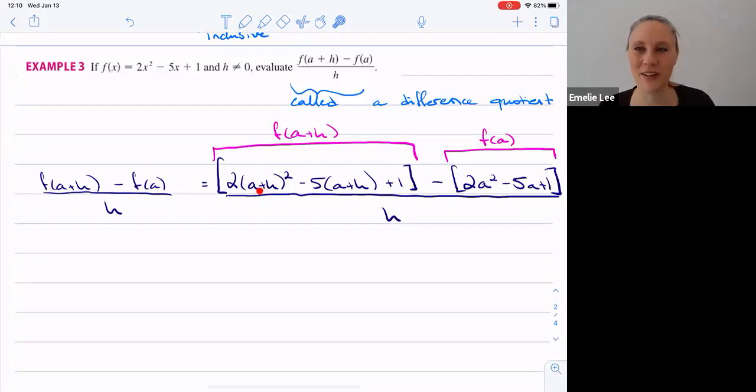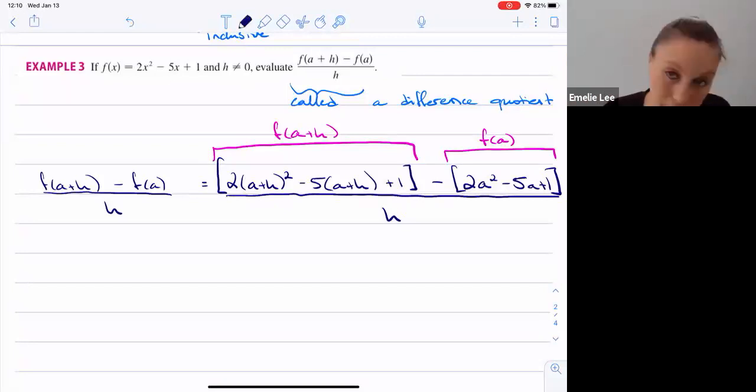So some things to keep an eye out for: a plus h squared is a plus h times a plus h. So you'll need to expand that out properly, right? And so I want you to really take your time and expand this. In fact, maybe give it a go. I'll work slowly, but just to get used to doing math again, right?